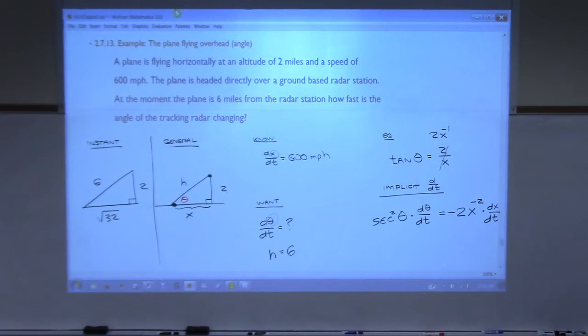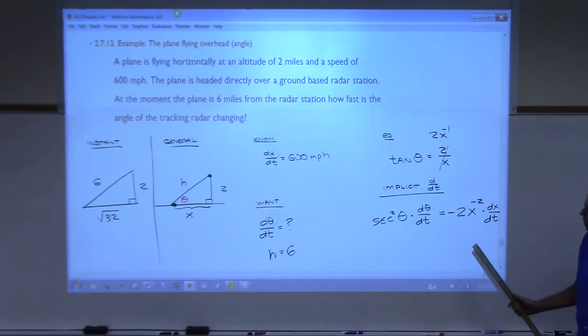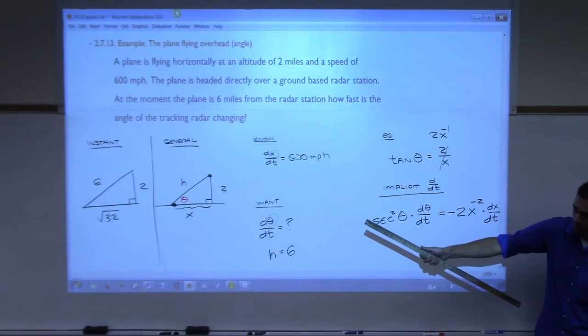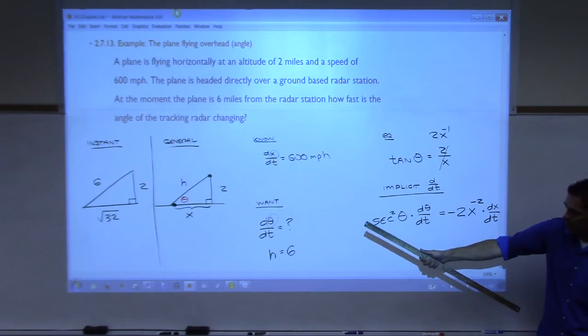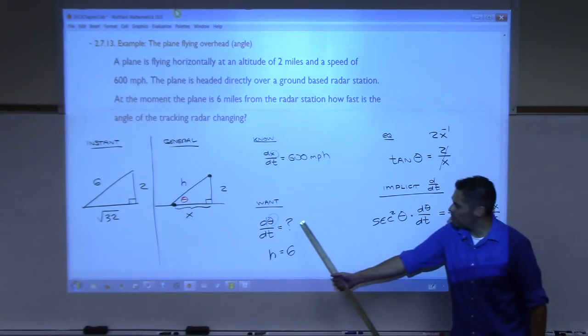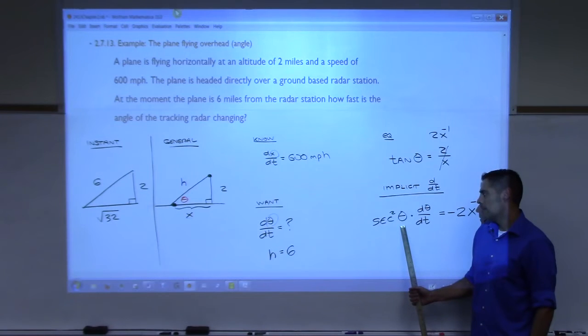All right, let's see if we have everything we need. Let me start on this side. dx dt. Yes. Do I know x at the moment in time? Yes, it's root 32, isn't it? Yes? Do I know d theta dt? No, but that's what I'm solving for. Do I know secant theta? No, I don't know what theta is, do I?